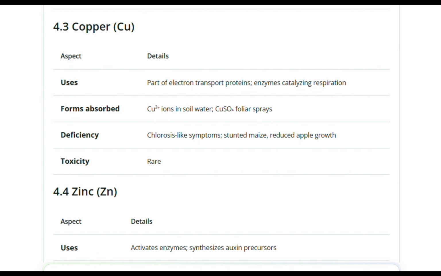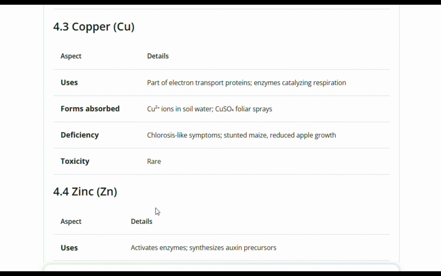Zinc activates enzymes. It is involved in the synthesis of precursors of auxins. Auxins are plant hormones, right? So it synthesizes auxin precursors. These are the plant hormones.